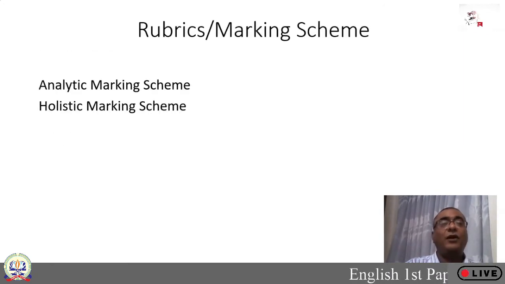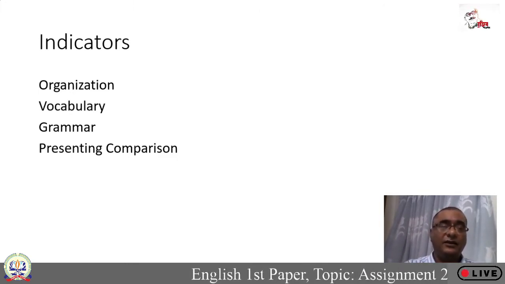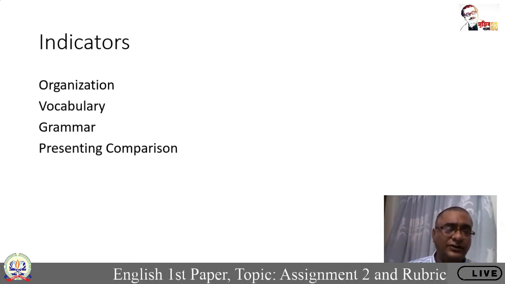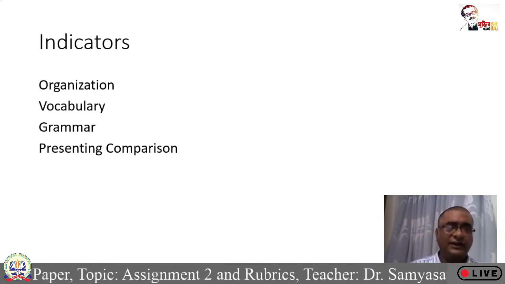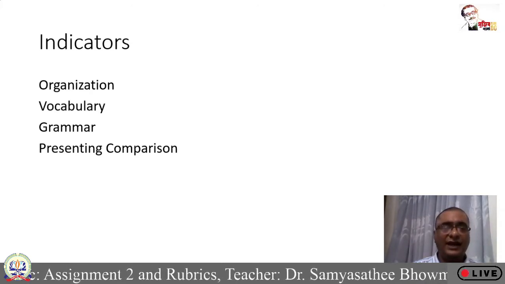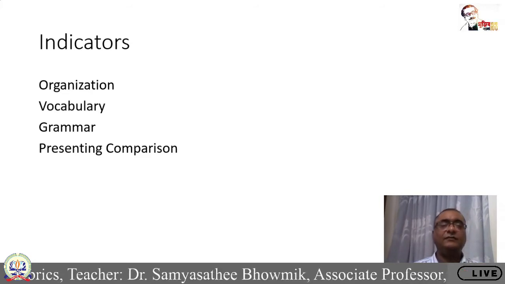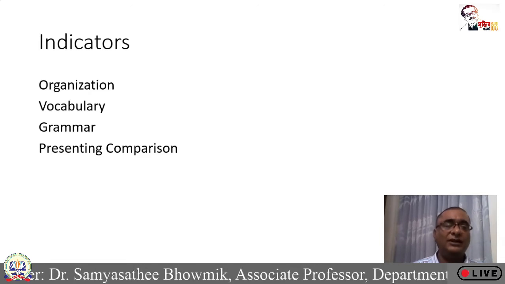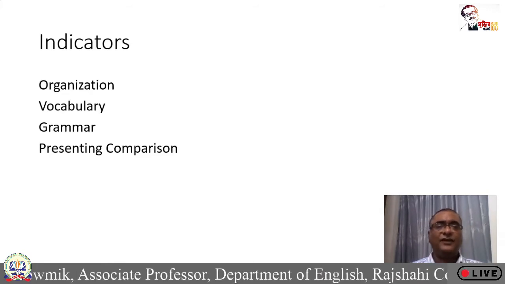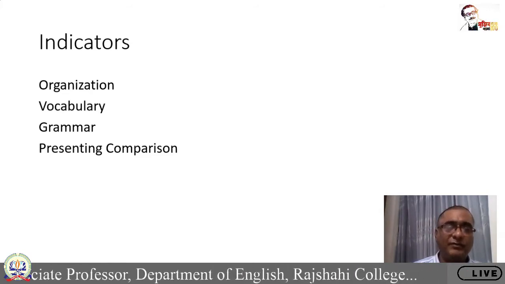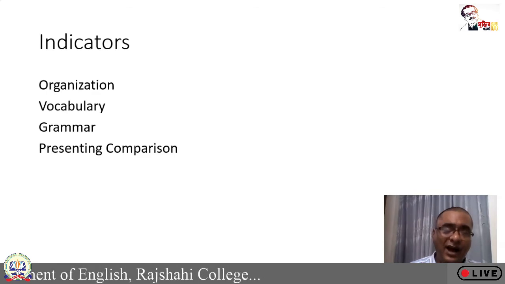Now, going to the rubrics. Remember, students, there are four indicators: organization, vocabulary, grammar, and presenting comparison. These four indicators will be used in order to assess your assignment. Up to this point, I discussed the essay, the assignment which is given to the students to prepare. Right now, I will share certain things regarding rubrics or marking scheme and banding scale, which is necessary for the students to understand how they can get good marks.